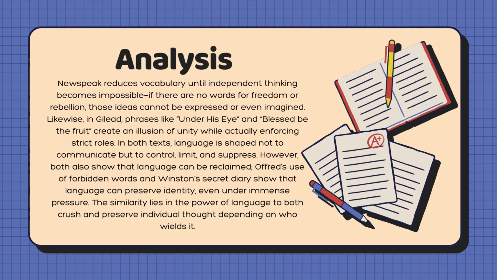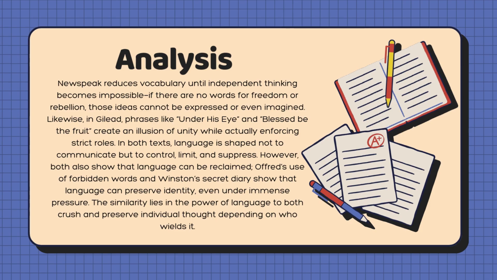Now, once again, we are at the most important part, the analysis. So listen carefully. Newspeak reduces vocabulary until independent thinking becomes impossible. If there are no words for freedom or rebellion, those ideas cannot be expressed or even imagined. Likewise, in Gilead, phrases like under his eye and blessed be the fruit create an illusion of unity while actually enforcing strict roles. In both texts, language is shaped not to communicate, but to control, limit, and suppress.